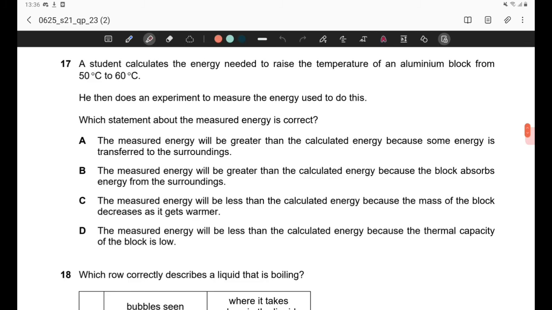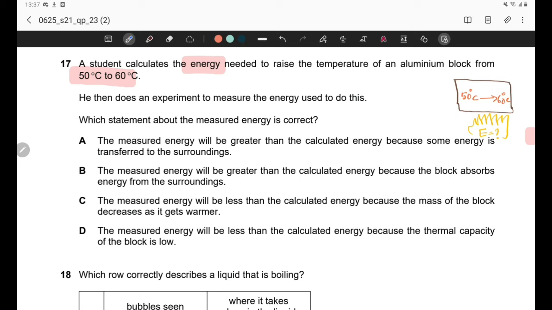A student calculates the energy needed to raise the temperature of an aluminium block from 50 degrees Celsius to 60 degrees Celsius. He then does an experiment to measure the energy used to do this. Which statement about the measured energy is incorrect? So there is an aluminium block. In order to increase its temperature from 50 degrees Celsius to 60 degrees Celsius, how much thermal energy should we supply to this system? So this is what the student is calculating.